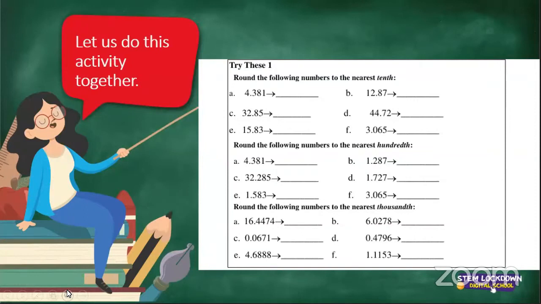All right, we'll take it slow with the last one. We're not going to be as fast as the first and the second one. All right, with this one, with the nearest thousand, we have 16.4474. All right, I already have some answers. I see 16.447, and that's the correct one. 16.447 is the correct answer.